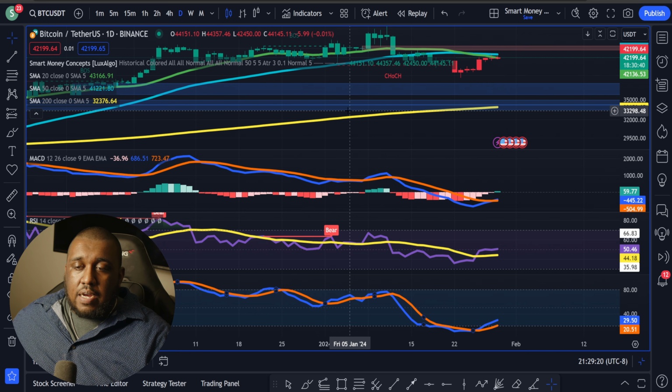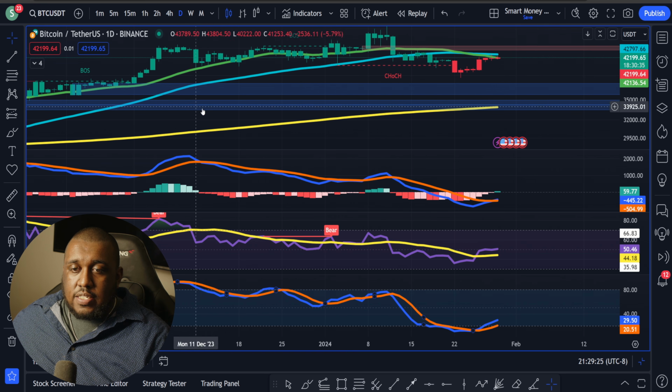Hit OK. Now, here's typically how we're going to be using these tools. I'm going to hide this right here just so I can see a little bit more of the chart.